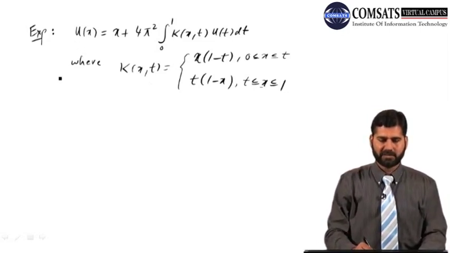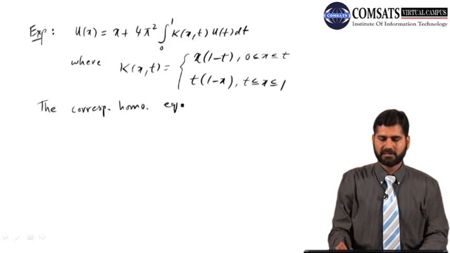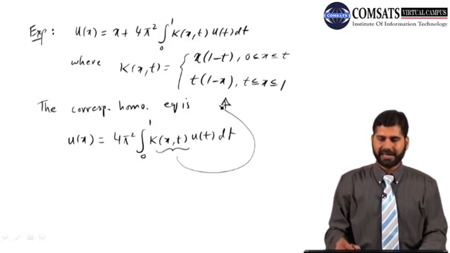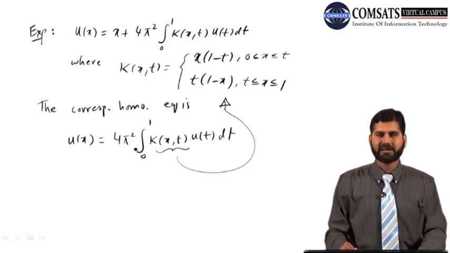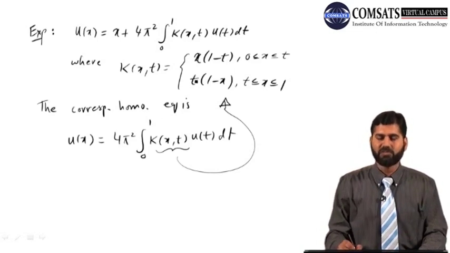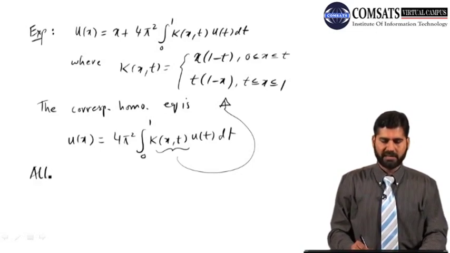So I need the corresponding homogeneous equation. The corresponding homogeneous equation is u(x) = 4π² ∫₀¹ k(x,t) u(t) dt, with k given by this equation. Again, this is the very same example which we have done previously. So with this type of kernel, we won't be able to solve it directly. So what we do is we use the alternate technique.